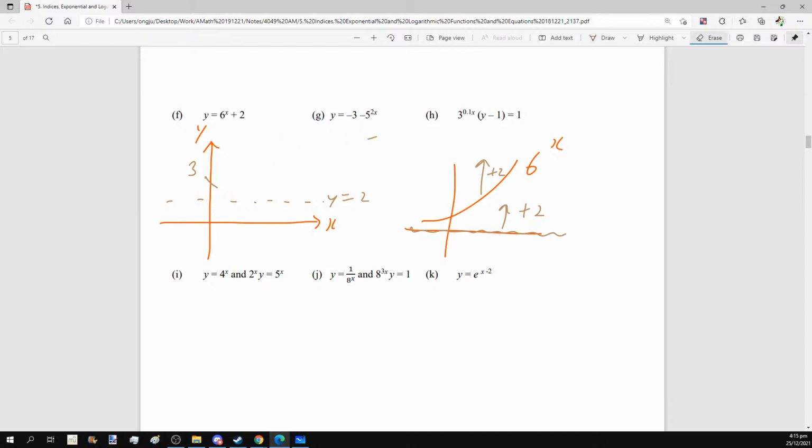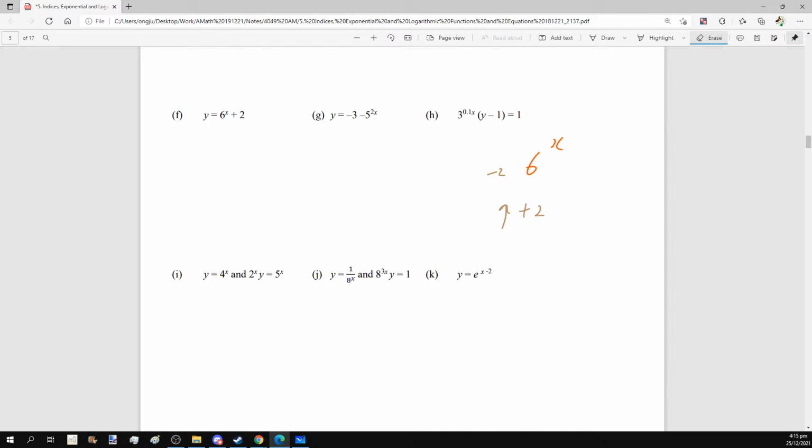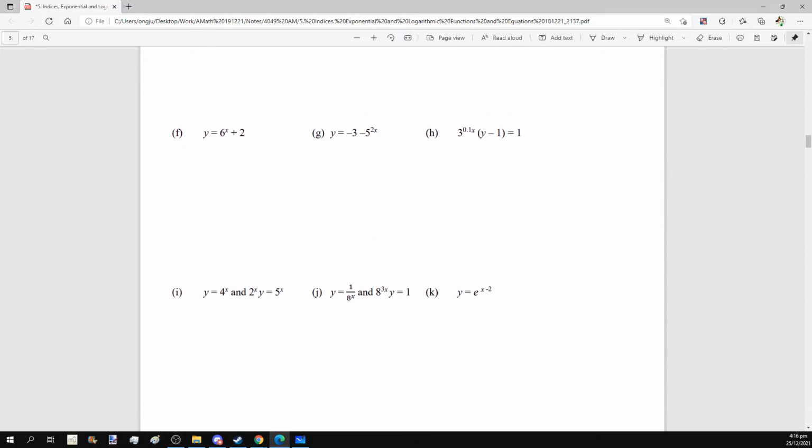Now part G is even more entertaining. Over here, we have instead minus 3 minus 5 to the power of 2x. So in this case, what we will observe is that minus 5 to the power of 2x will be similar to an earlier example. The negative is attacking the entire exponential term. So we can expect to flip downwards like this.